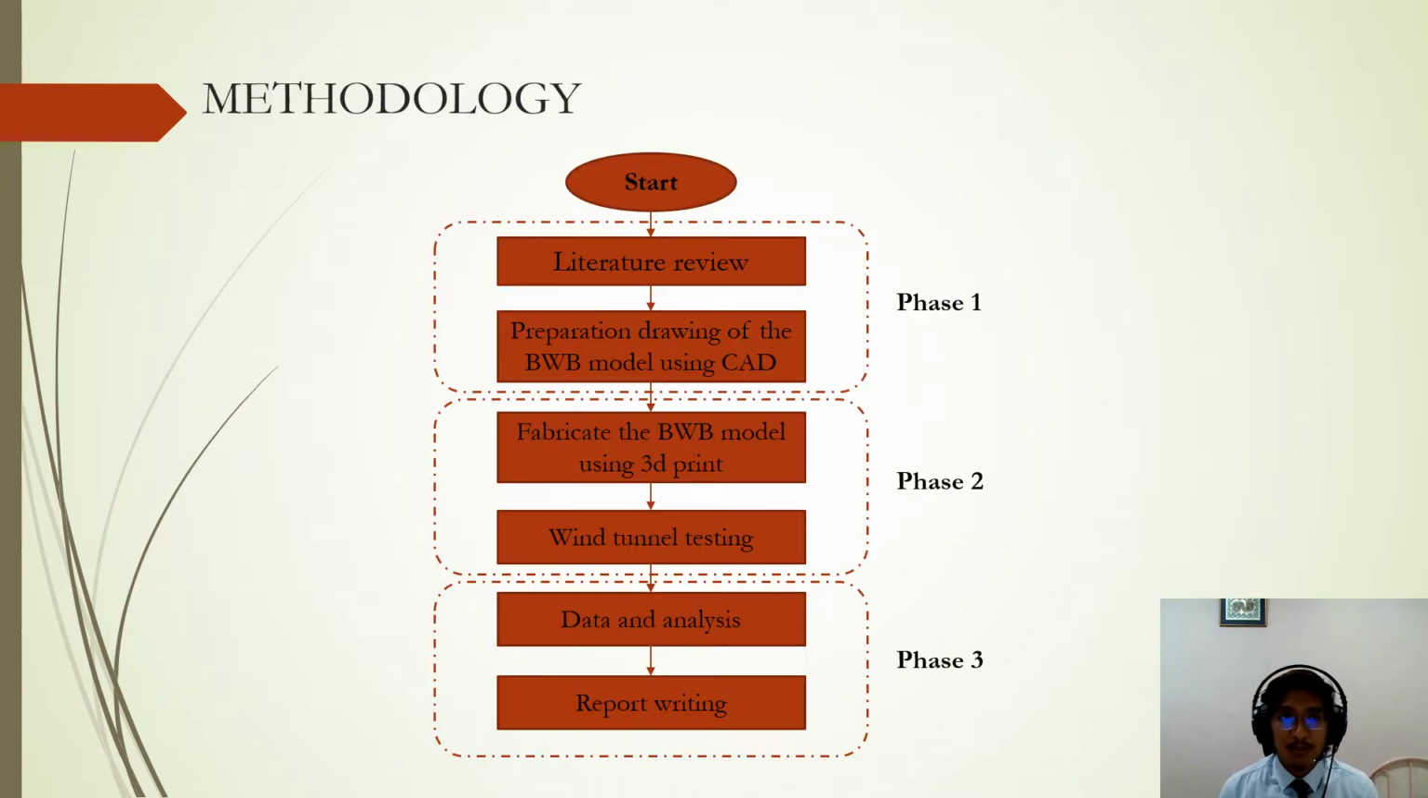So we go to the methodology. Firstly, it consists of three phases. The first one, phase one, consists of the literature review and the preparation drawing of the CAD. Phase two was mostly focused on the fabrication and the experimental setup, and the last phase was to analyze the data and do the report analysis.